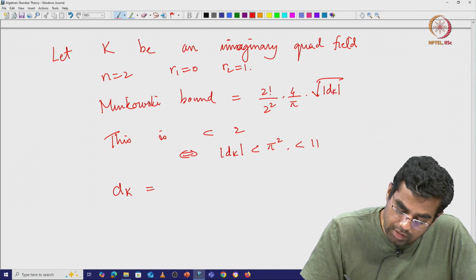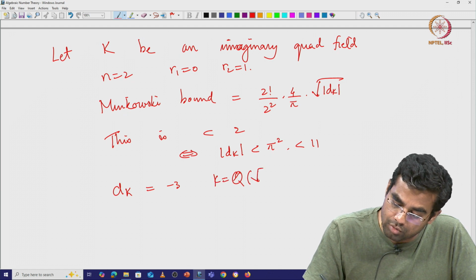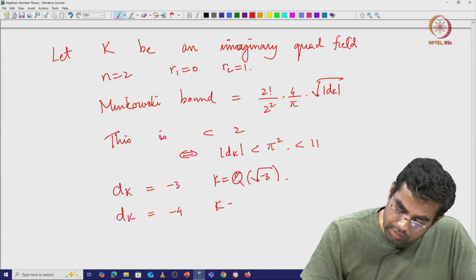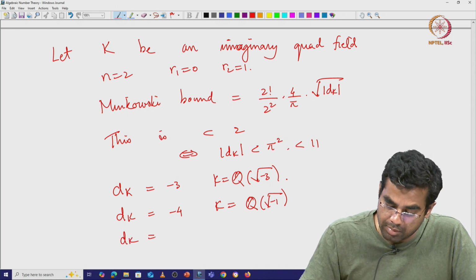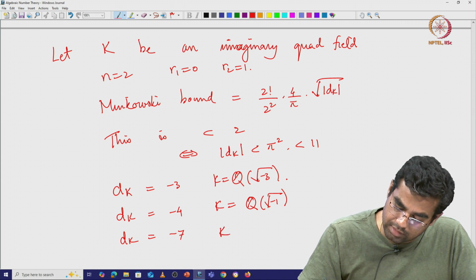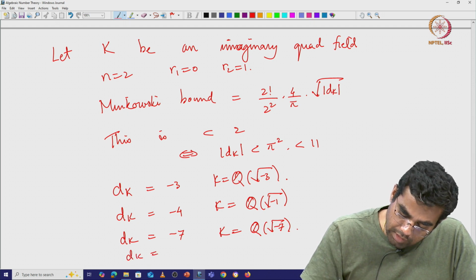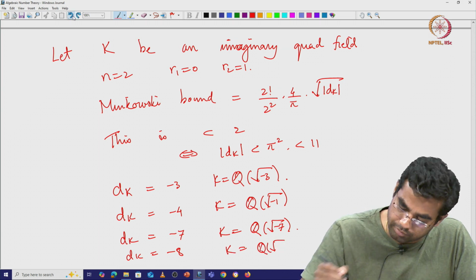So, the first such thing is minus 3, right. So, this indeed is a discriminant of the following number field, this is Q square root of minus 3. The next possibility is minus 4, and again this indeed is a fundamental discriminant for this number field. Then dk is minus 7, and again this is the following thing. And lastly, we have dk is minus 8, and again this is for this number field, sorry, minus 2.